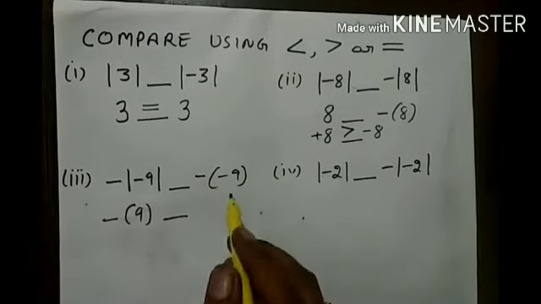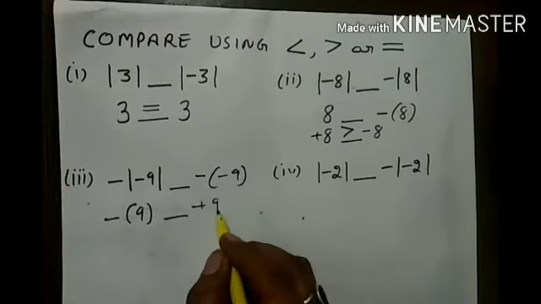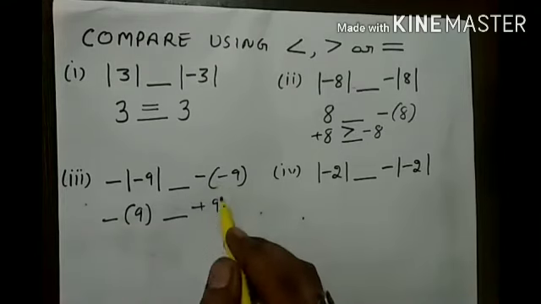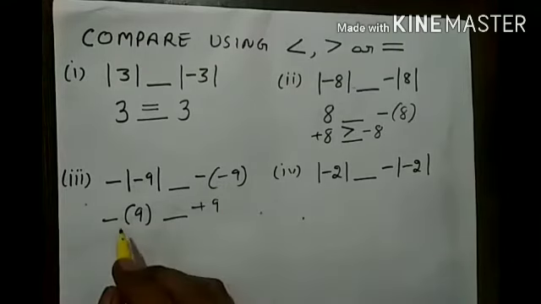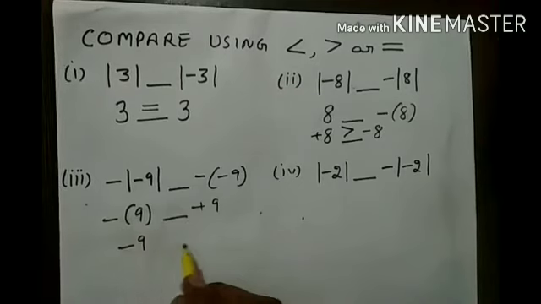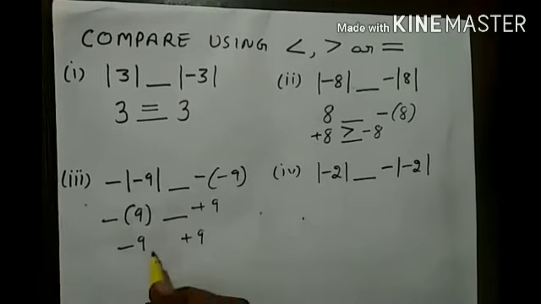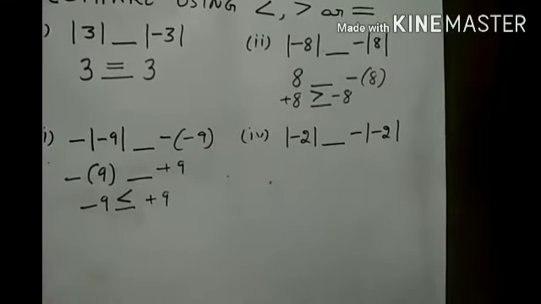Minus of minus 9, that is plus 9. As we know, negative of a negative integer is positive. Therefore, this is minus 9 and this is plus 9. So, which is greater? Plus 9 is greater. Now, last part, part 4.